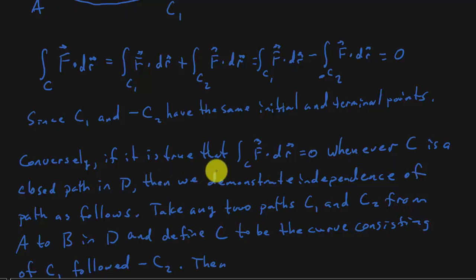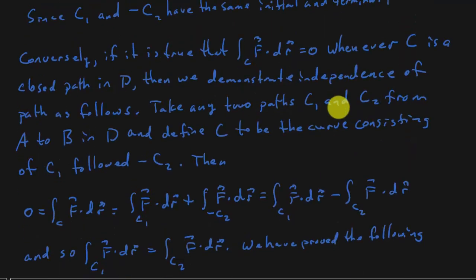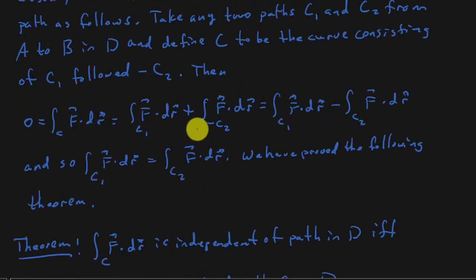conversely, if it is true that the integral over C equals 0 whenever C is a closed path in D, then we demonstrate independence of path as follows. Take any two paths, C1 and C2, from A to B in D and define C to be the curve consisting of C1 followed by minus C2. Then we have 0 is equal to the integral over C, which is equal to the integral over C1 plus minus C2, which equals the integral over C1 minus the integral over C2. And so this integral is equal to this one.